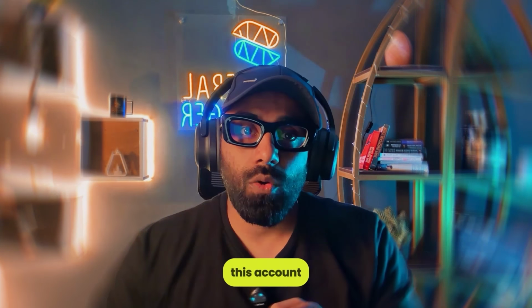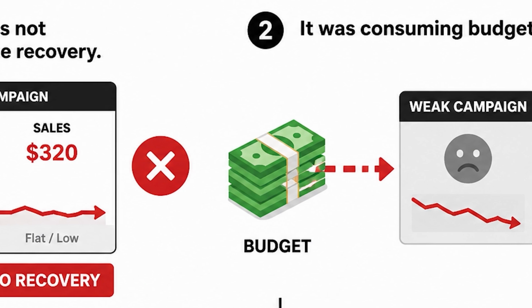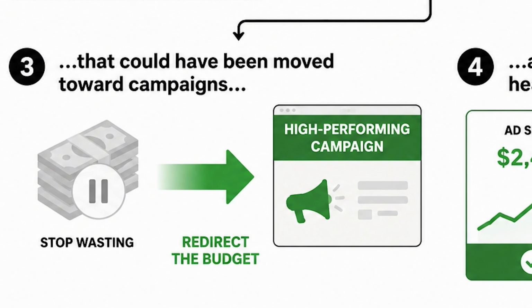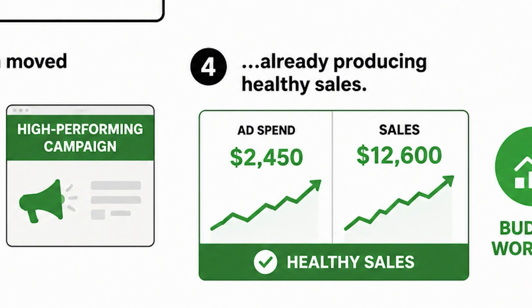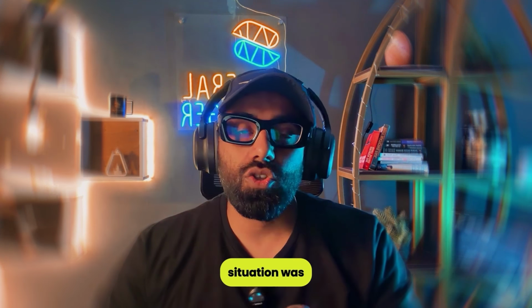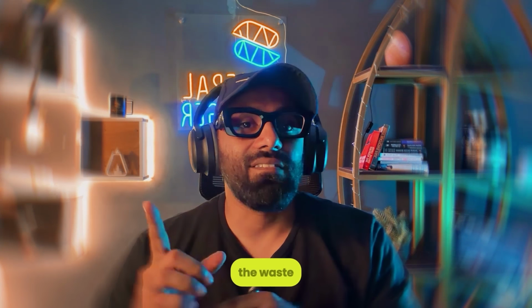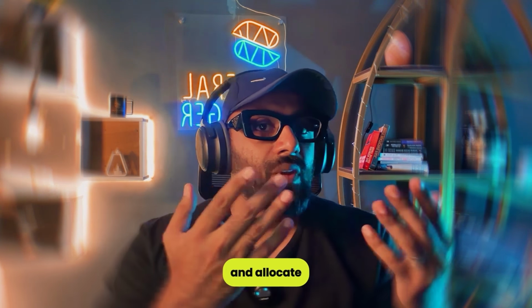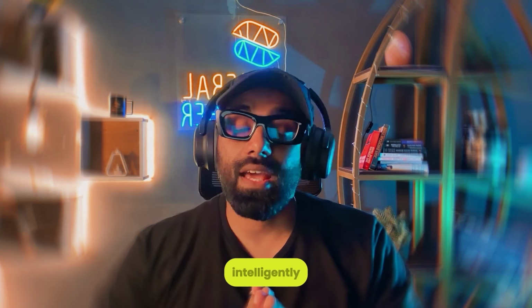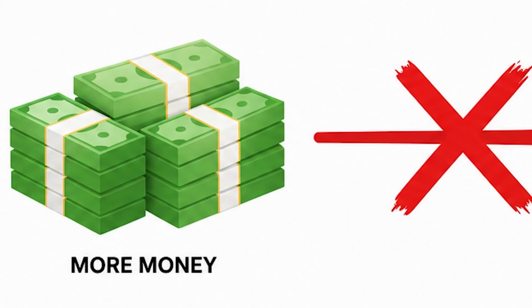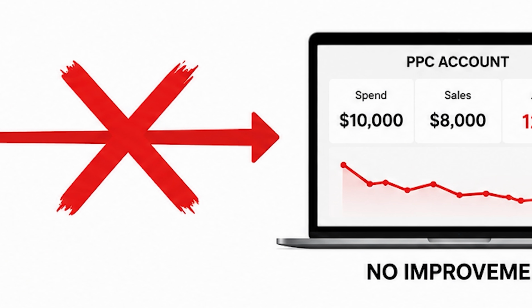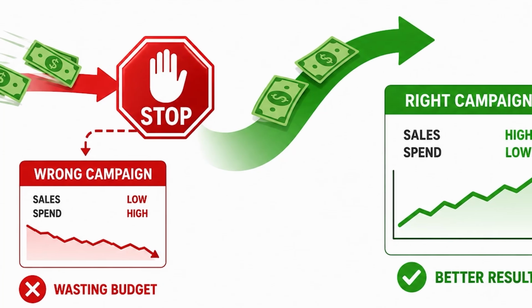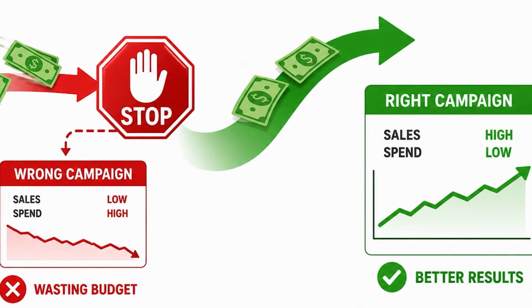So in this account, the spend was not helping the recovery. It was consuming budget that could have been moved toward campaigns already producing healthy sales. So the solution was not simply increasing the total PPC budget. It was reducing the waste and allocating the existing budget more intelligently. Sometimes the fastest account improvement does not come from adding more money. It comes from stopping the money from going to the wrong place.